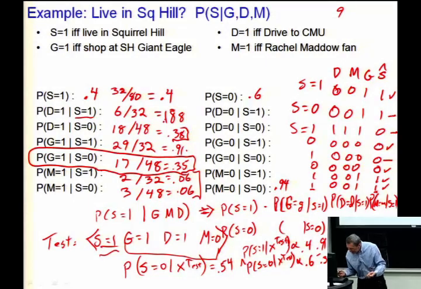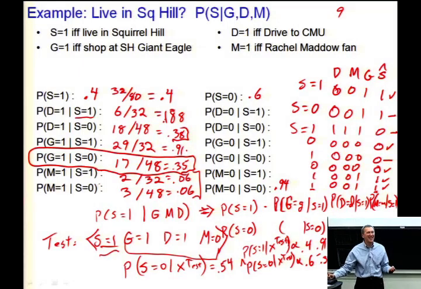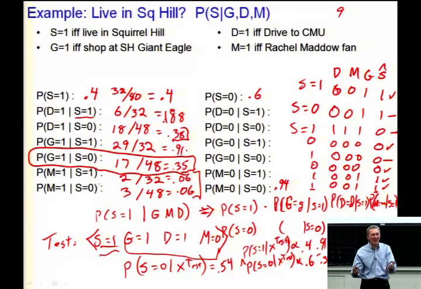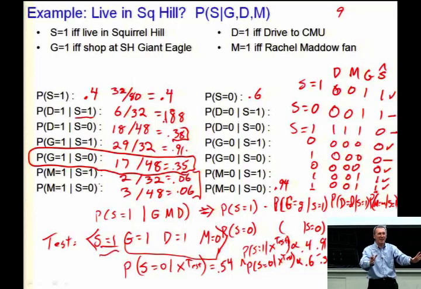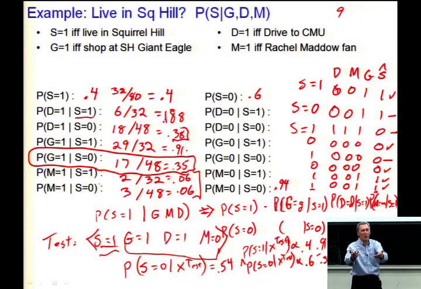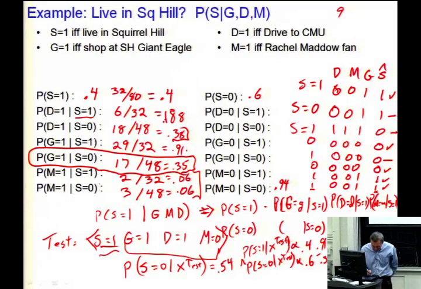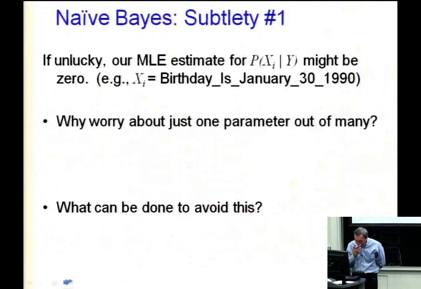For example, oddly, it turned out the Rachel Maddow variable was completely worthless, even in the training set. But you could easily imagine that if one more person had been on the ball about Rachel Maddow, it would have appeared in the training set to be a relevant variable. And then if we tested on the training set, it would have just looked good when it's probably not a relevant variable. All right. So there's naive Bayes.